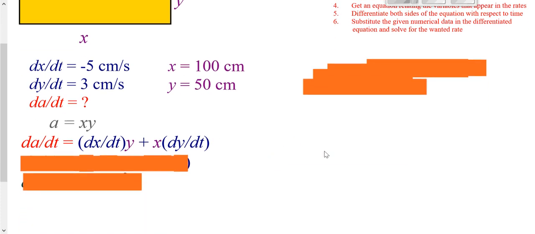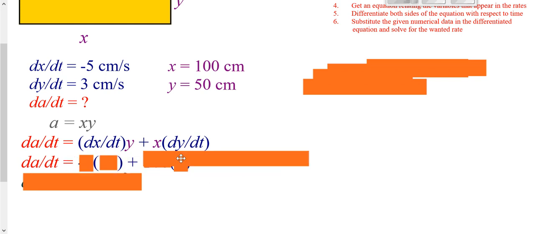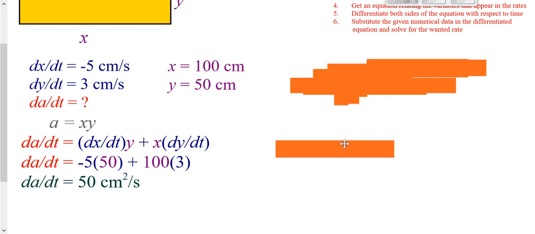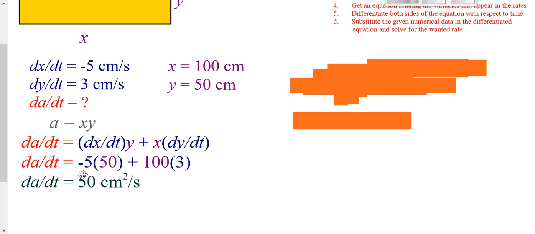Well, at this point, we just have to go ahead and throw stuff in. So we throw in our dx/dt, negative 5. We throw in our y, which is the 50. We throw in our x, which is the 100. We throw in our dy/dt, which is our 3. So we get negative 250 plus 300. So we get 50 centimeters squared per second.